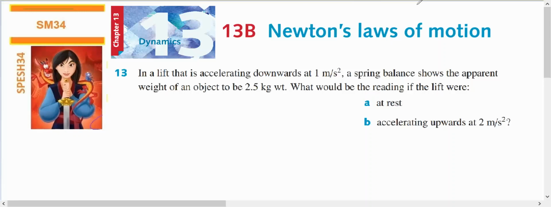This is for Year 12 Specialist. It comes out of Chapter 13, 13B number 13, and it's to do with the apparent weight in a lift.